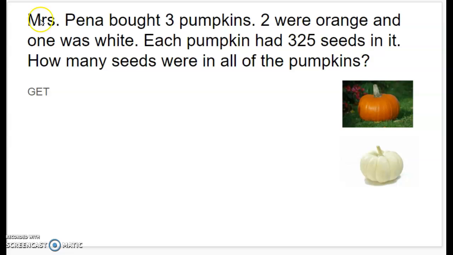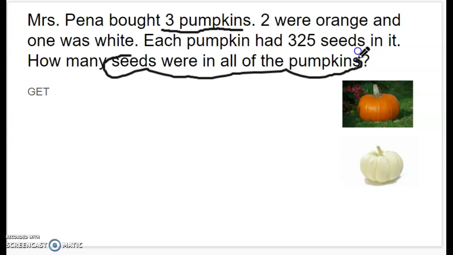Let's look at this word problem here. It says Mrs. Pena bought 3 pumpkins. 2 were orange and 1 was white. Each pumpkin had 325 seeds in it. How many seeds were in all of the pumpkins? So first of all, what's important information to know? Well, it's important that she bought 3 pumpkins, and we want to know how many seeds were in all of the pumpkins.